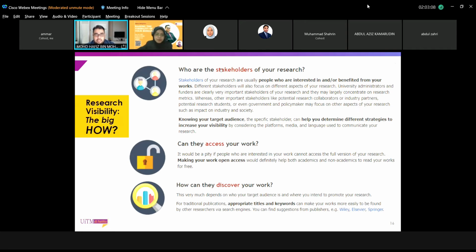But again, after publication, after making presentations, or even after coming out with policy papers, internal policy papers, the next question will be, can they access your work? So this is something that is actually worrisome, because it was found that our internal depository itu tak mesra pelanggan. I mean, it's not user friendly. It's not easy for them to find you.